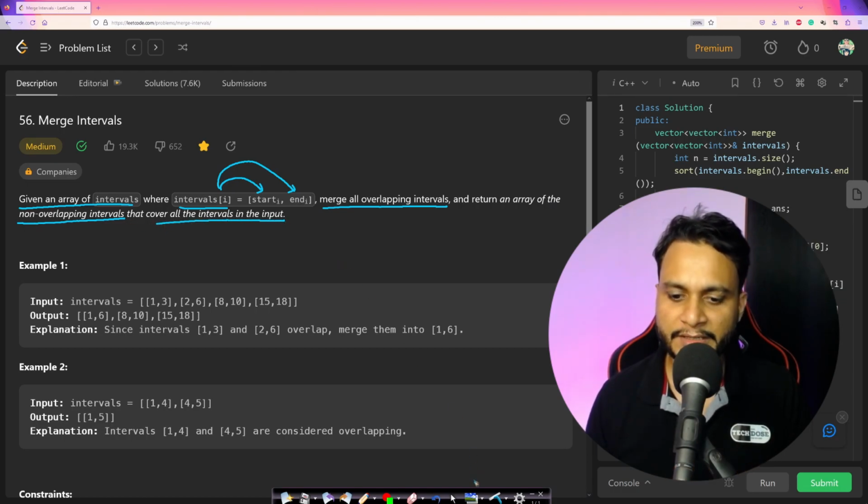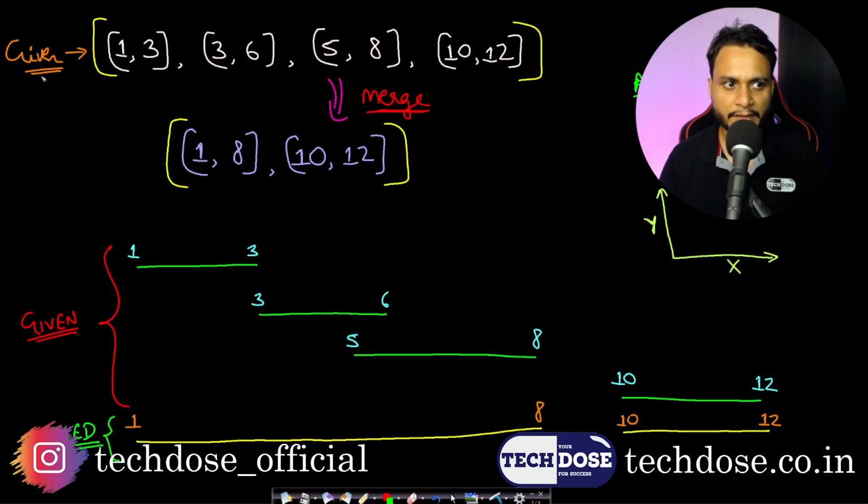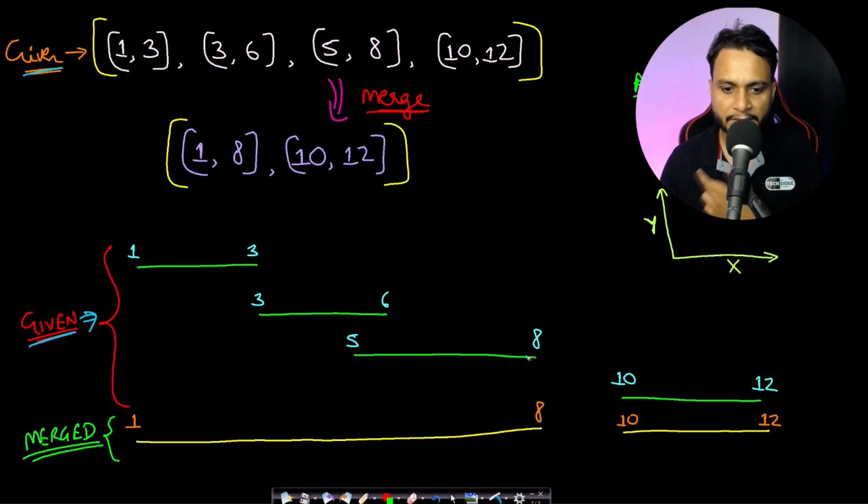Now let us look at an example for better understanding. In this case, you are given an array of intervals. So you are given, let's say, 1, 3, 3, 6, 5, 8 and 10, 12. If you need the visual representation, this is how it will look. So 1 to 3 is an interval, 3 to 6 is another interval, and 5 to 8 is yet another interval. And then you have 10 to 12.